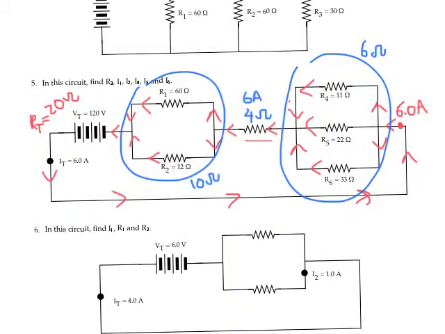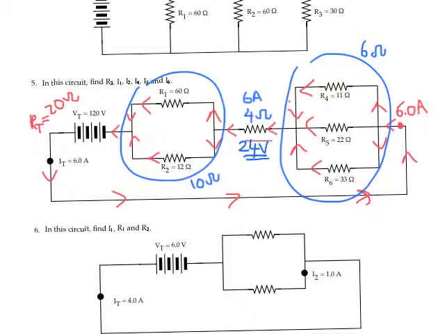Make sense? So you have the current and the resistance. What can you do? Voltage equals IR. So 6 times 4. Now you know this is going to be 24 volts. This is 24 volts. Make sense?